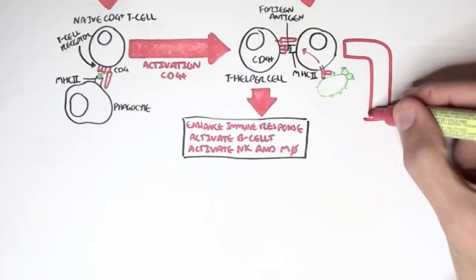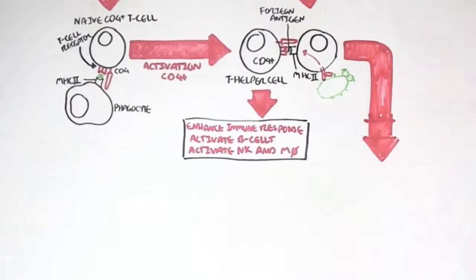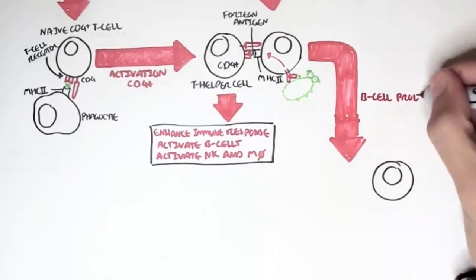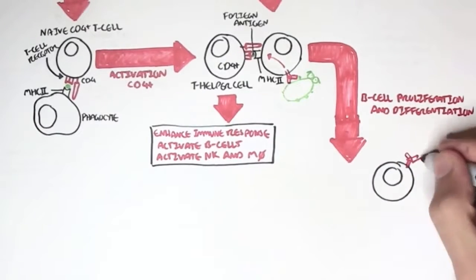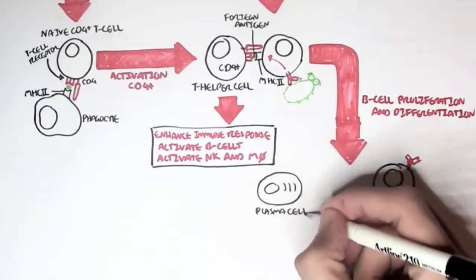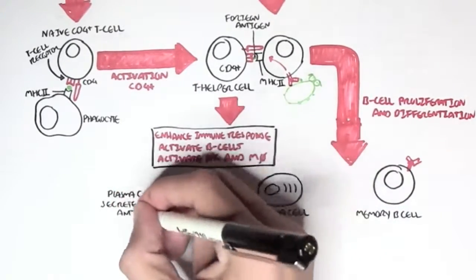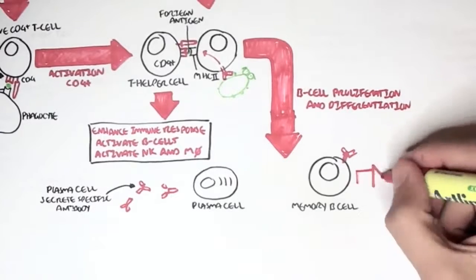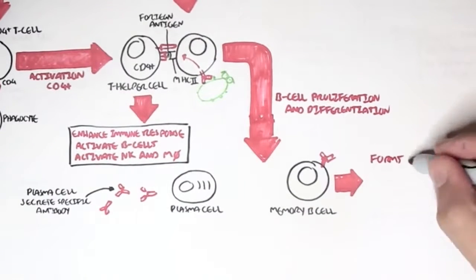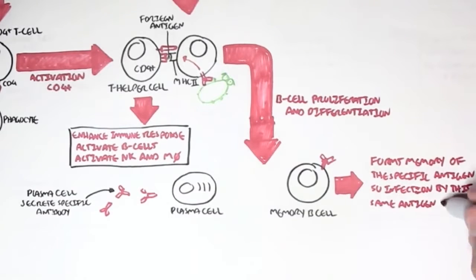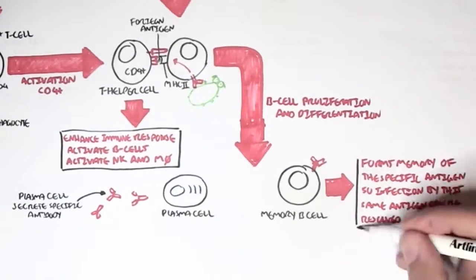The activated T helper cell can then activate the B cell to proliferate and to differentiate into either a memory B cell or a plasma cell. Plasma cells secrete specific antibodies towards that antigen. Memory B cells form memory of that specific antigen so that a next infection by the same antigen can be resolved quickly.